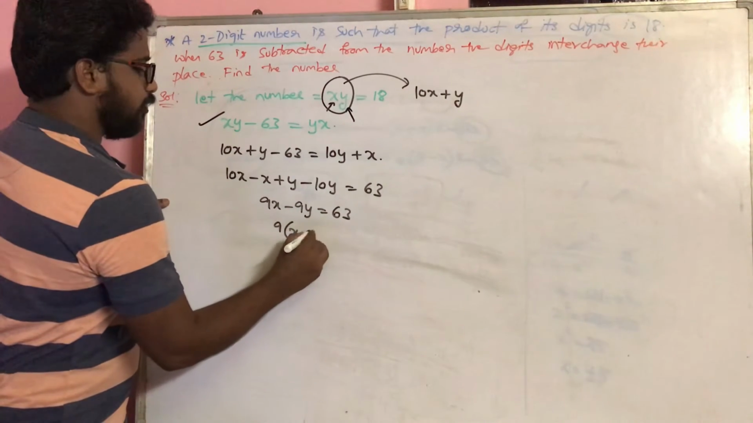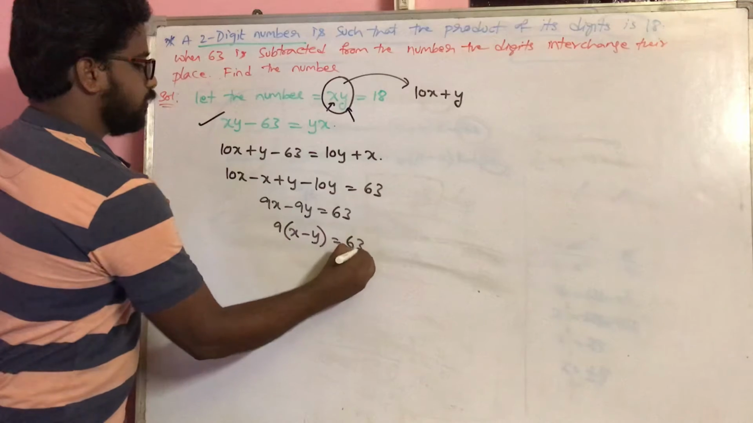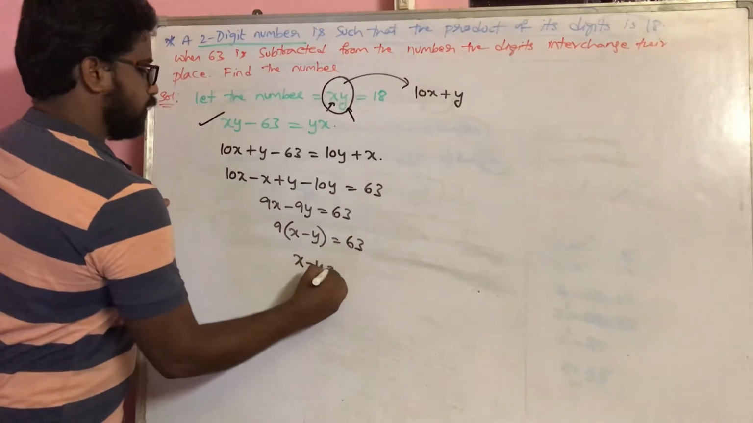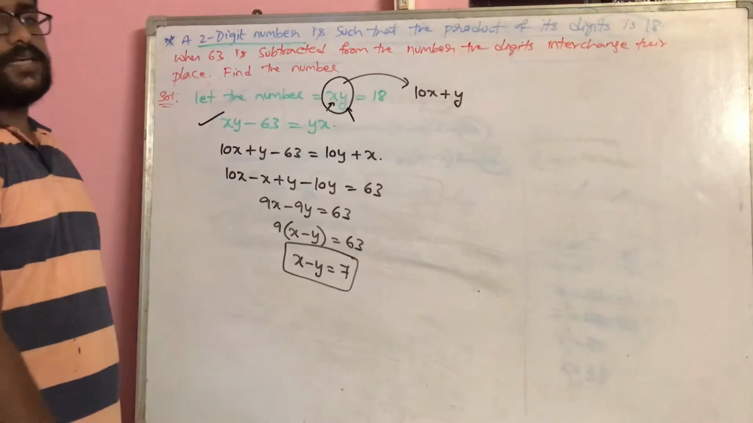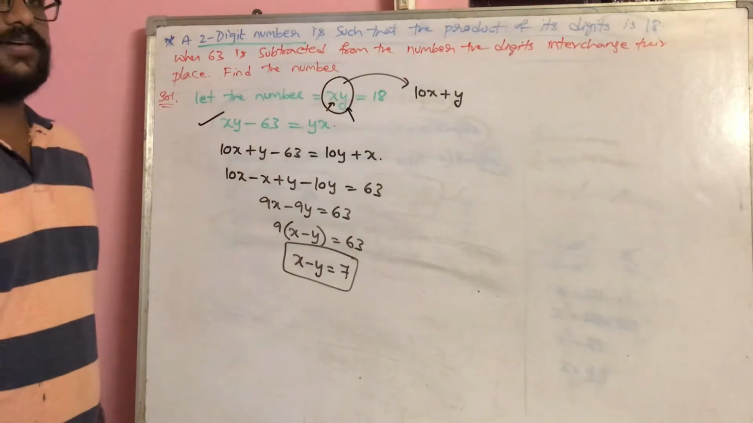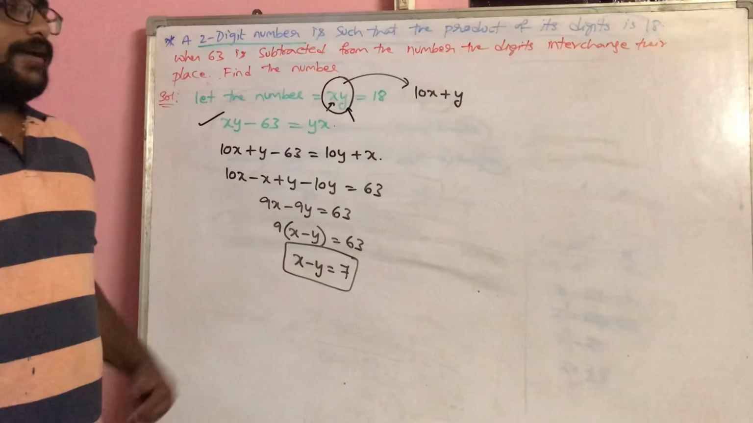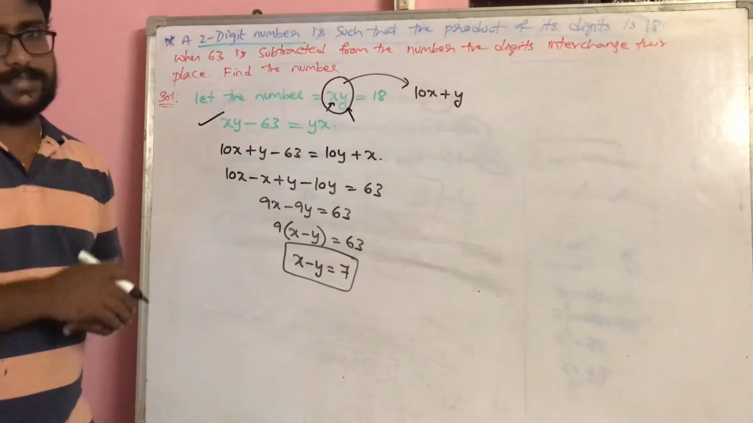Take 9 as a common. x minus y, if you send the 9 to the other side, 63 by 9, that is equal to 7. Okay. Till here we got. Now what is the next step?